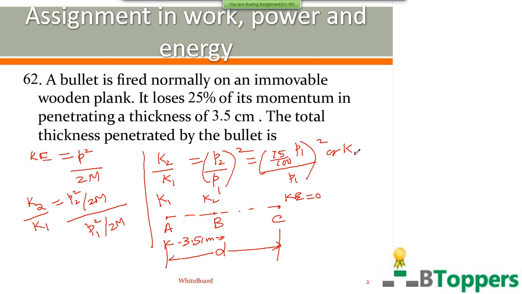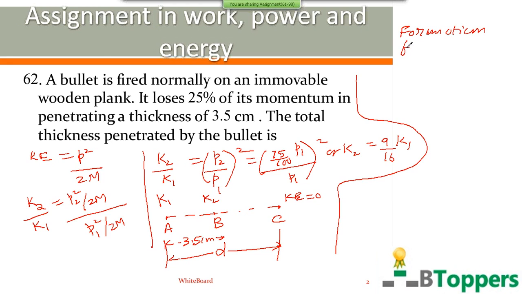So K2 will be equal to 9 by 16 times K1. Again, following the same procedure as we have done in the previous problem, work energy theorem: change in the kinetic energy equals work done. For motion from A to B, change in kinetic energy equal to K2 minus K1 equals work done by retarding force.